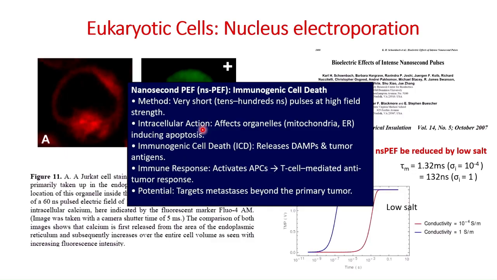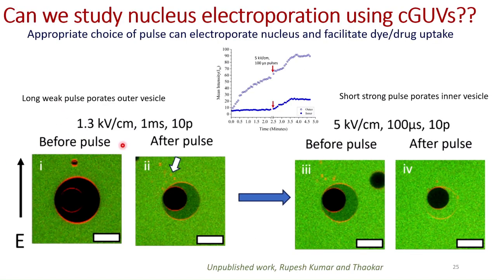So what Rupesh did was conduct the same experiment in his compound giant vesicles with deionized water, very low conductivity, and he's done quite a bit of studies. I'm just presenting one sample result. The idea here is, can we get the dye inside the nucleus? One of his suggested protocols is a two-step electroporation. You put a very low electric field for 1 millisecond, 10 pulses, and you put the dye in the cytoplasm.